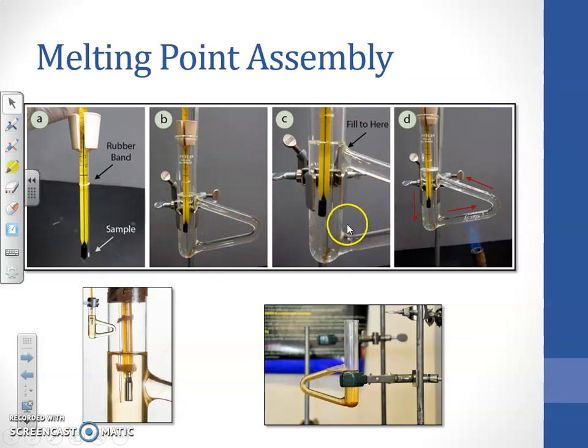Next we have to see that the bulb of the thermometer is immersed to the middle of the side arm. For example, this is the upper end of the side arm and this is the lower end of the side arm. The midpoint is this. This is the proper way, and the middle point is important, as is this position, so that uniform heating is given to the substance to melt.